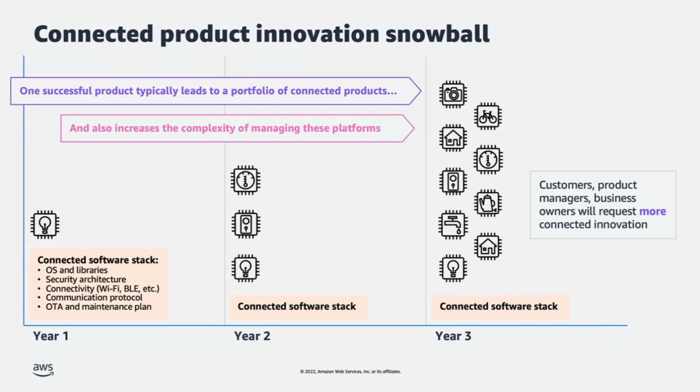Now, at the core of this complexity is the IoT platform and the connected software stack itself. Each connected device requires the following: an OS, libraries, a robust security architecture, the communication protocol itself, and an OTA, or over the air, mechanism with a maintenance plan for security and feature updates for that software stack.